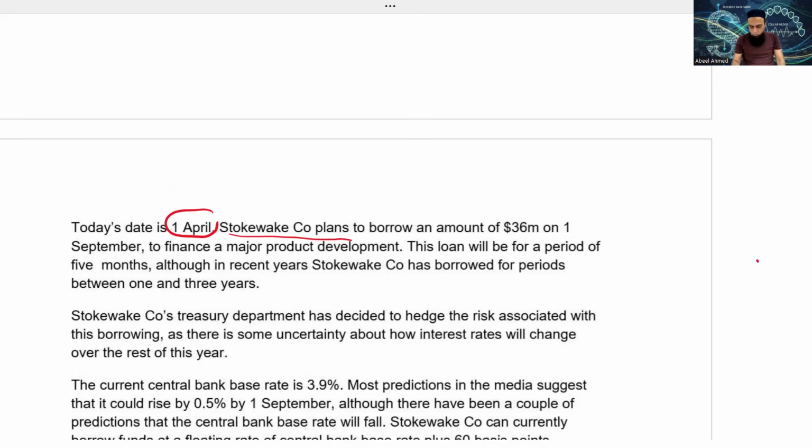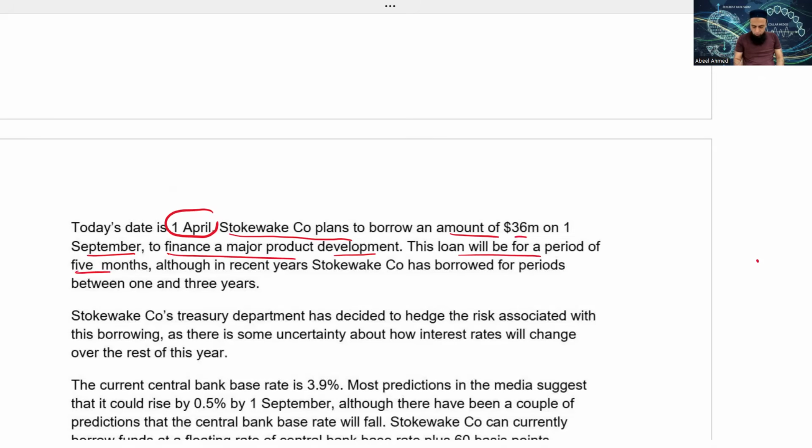Stoke-Wake Company plans to borrow an amount of 36 million. So it's a scenario of borrowing 36 million on 1st September. Now stop. The transaction date is 1st September. We're not going to take the loan today. Today's date is 1st April. The company is planning to take the loan on 1st September. After how many months? April, May, June, July, August. It's going to be after 5 months. To finance a major product development, this loan will be for a period of 5 months. So they'll be taking a loan for a period of 5 months.